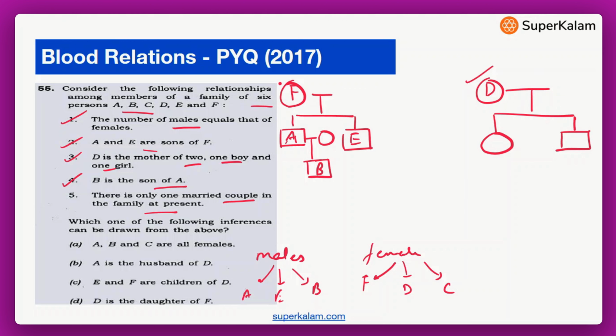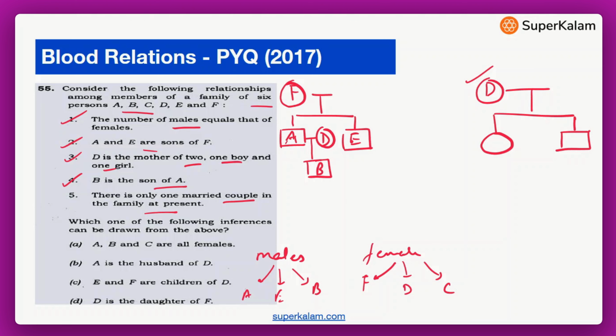who is also a female. So D has to be married with A. Yes, D is in marriage with A. So D and A are husband and wife. Yes, this is the only option which we are left with. D is married with A, according to the statement, because she can't be married with F because F is also a female.